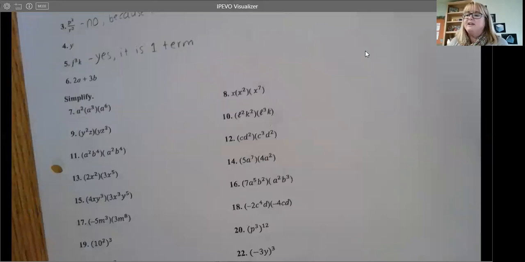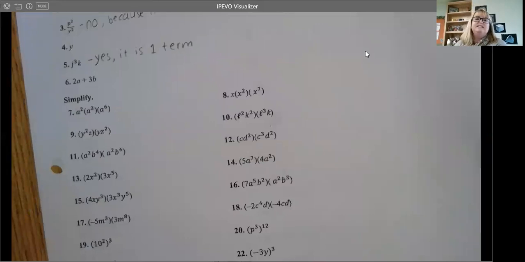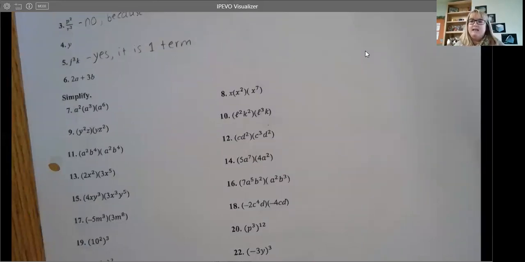Now, multiplication properties of exponents. This was unit 1 in pre-algebra, so this should not be new to you. So when you are multiplying two terms and they have the same base but different exponents, do you remember what you do with the exponents? Well, you add them.